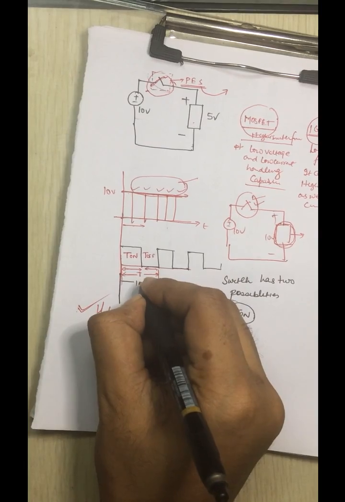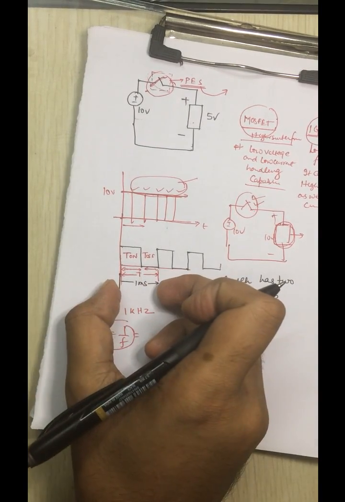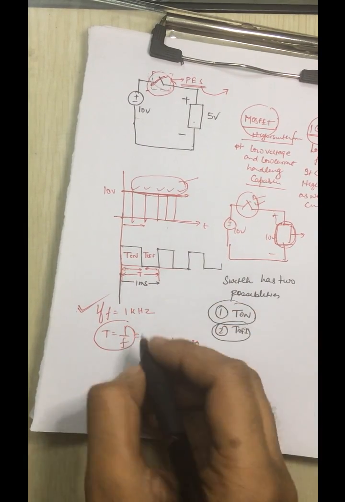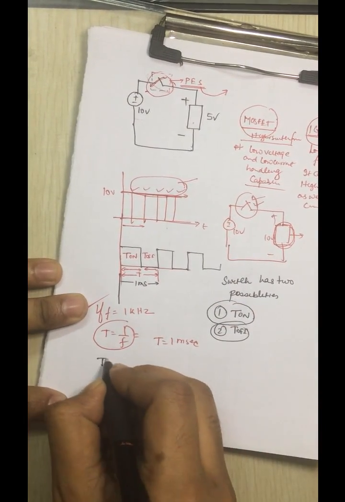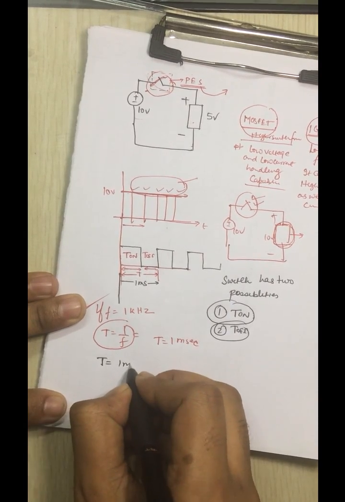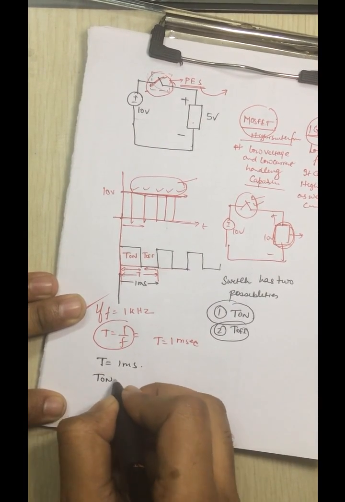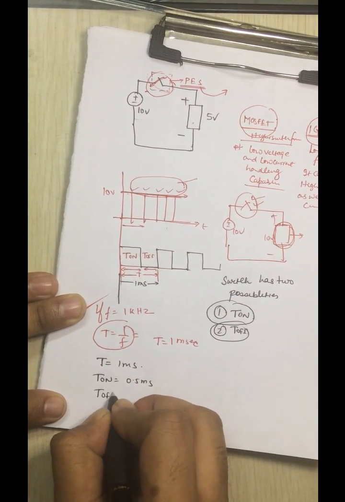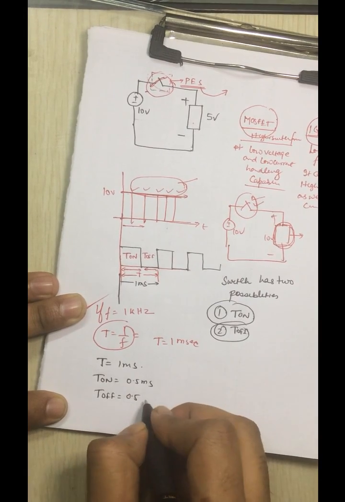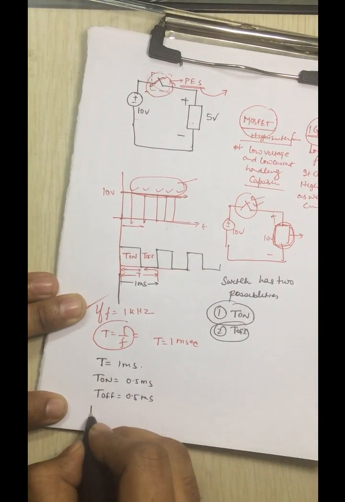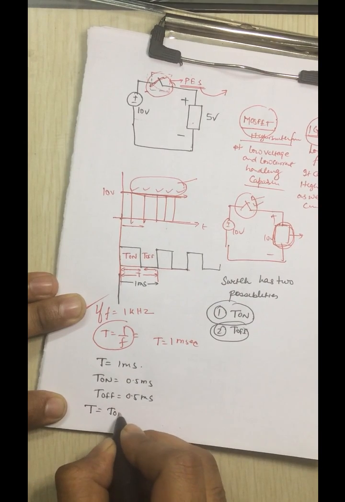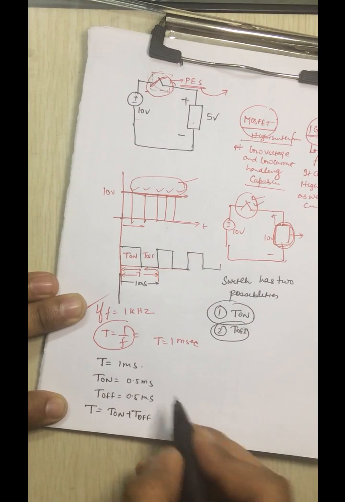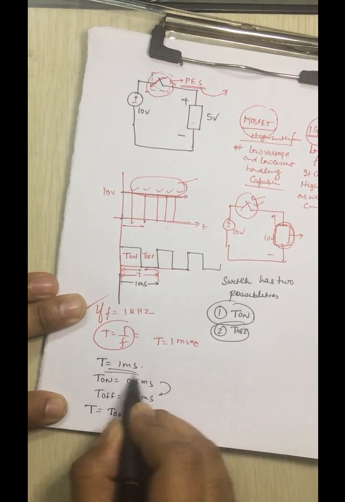If it is 1 millisecond and we are turning it on for 0.5 millisecond, then the time period is 1 millisecond, we are turning it on for 0.5 millisecond, and we are turning it off for 0.5 millisecond. So the whole time period will be T on plus T off. If we combine T on plus T off, we will get the total time period.